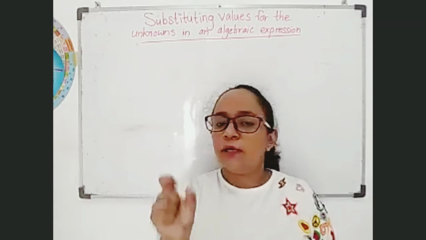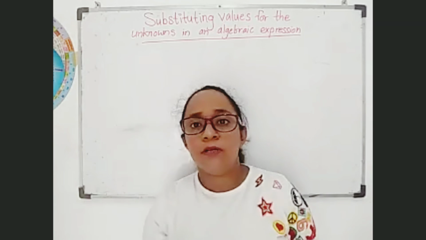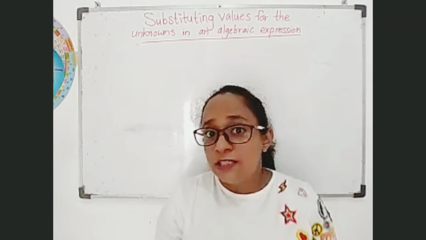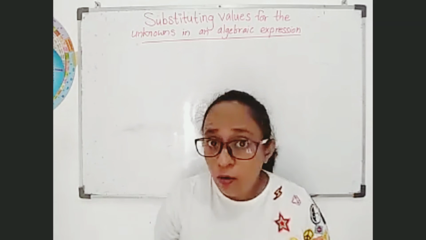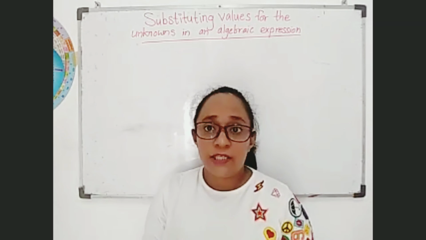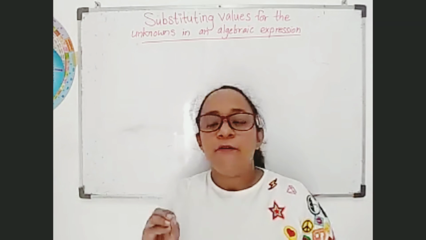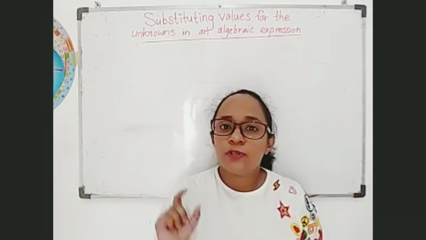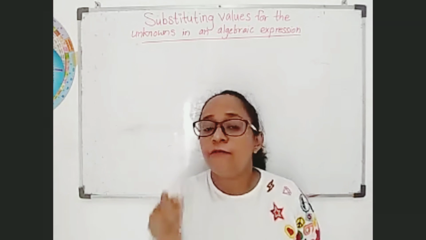We couldn't get a final numerical answer, because we didn't know the values for x, y, or the letters we used, right? Now we are getting the values for these letters. That means for these unknown terms, we are getting values. So those values we are going to substitute and find a final answer.